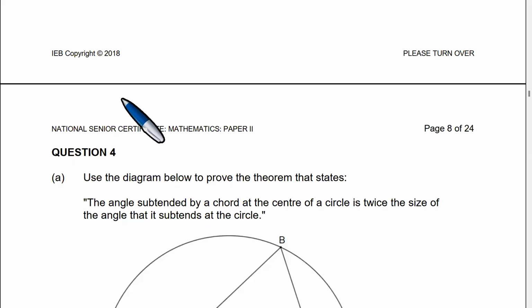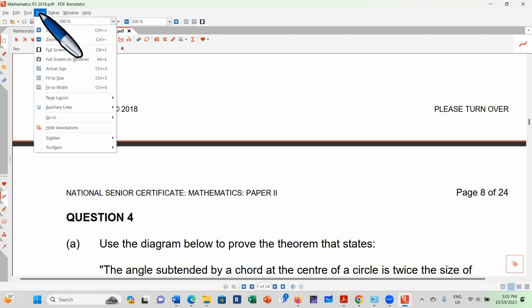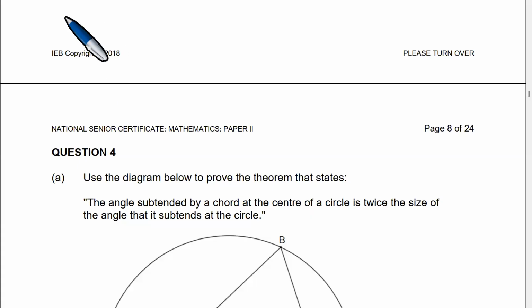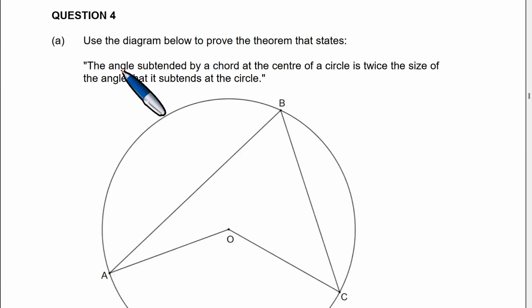Right, we're beginning our discussion now. Once again, as I was saying, this paper is the IEB paper written in 2018 by the IEB learners. So it is actually a 2018 paper. Now, we shall be focusing on question 4, the circle geometry part.